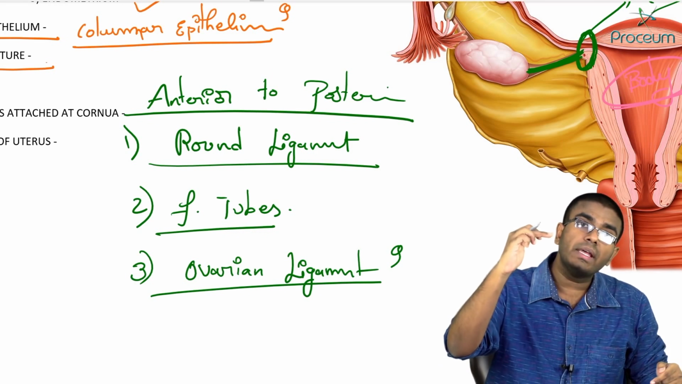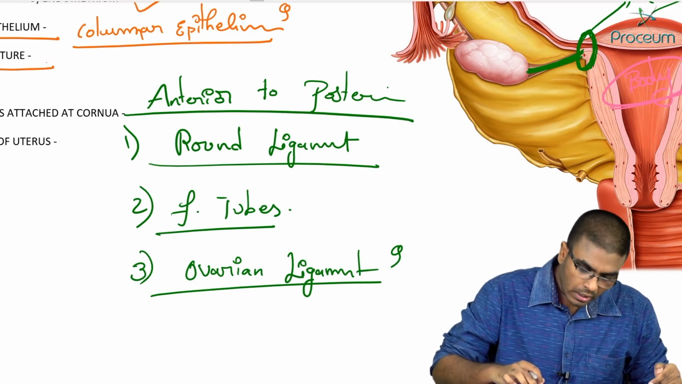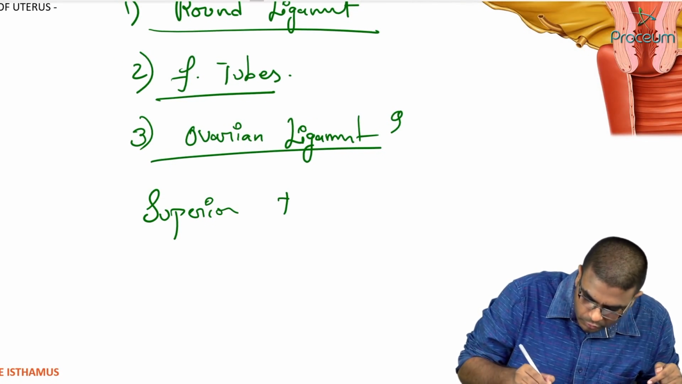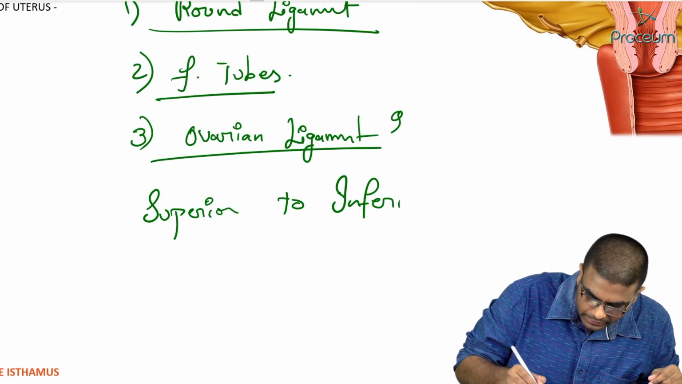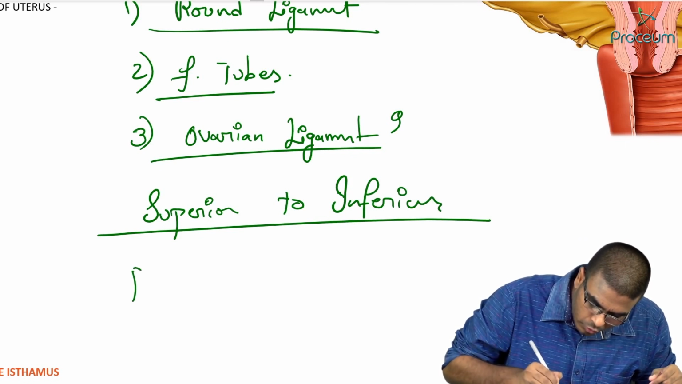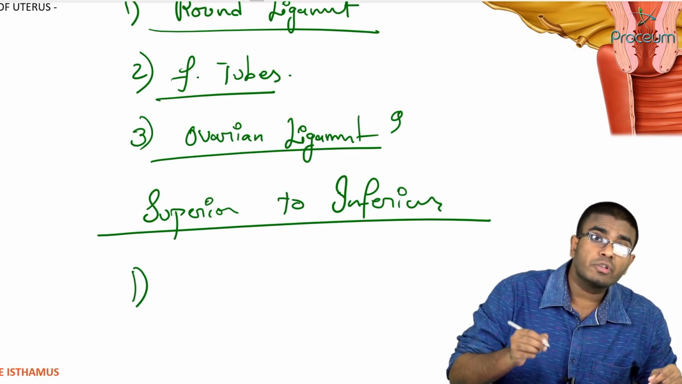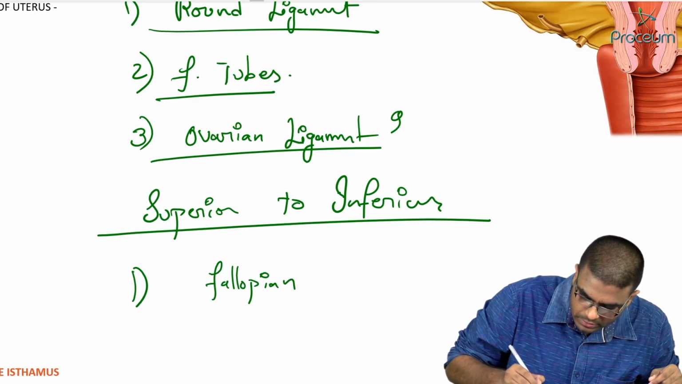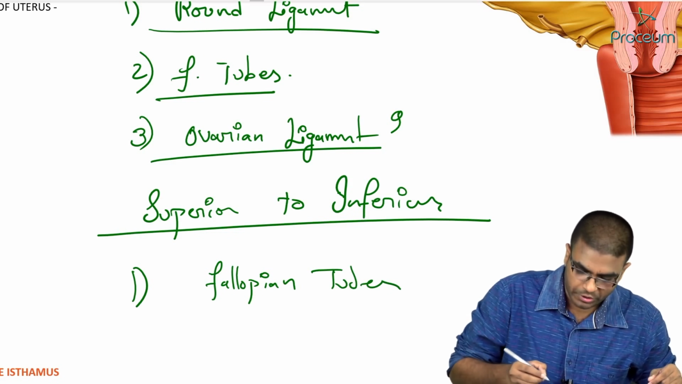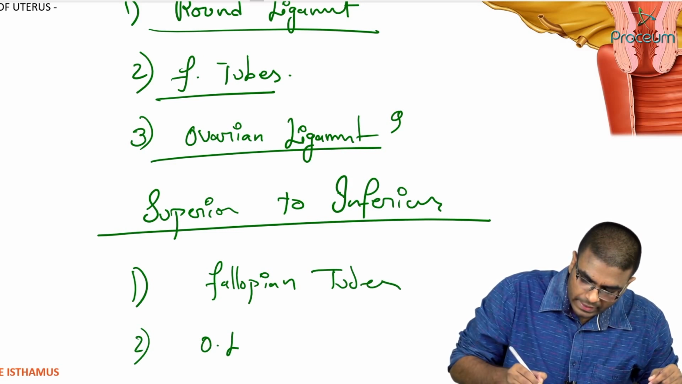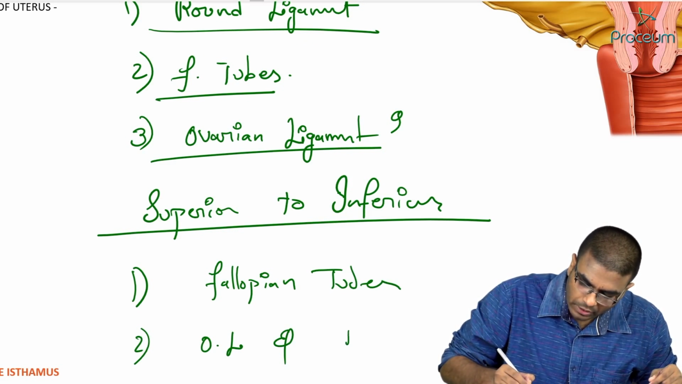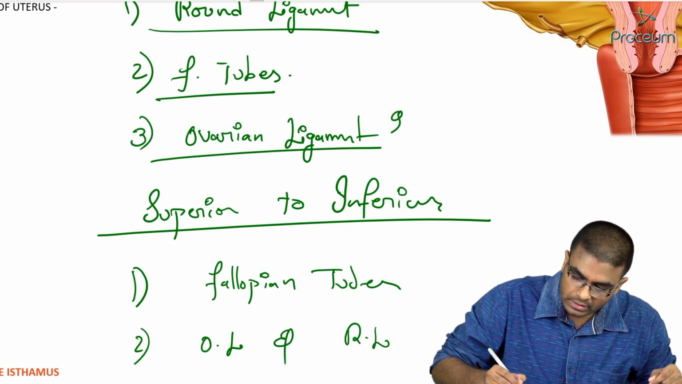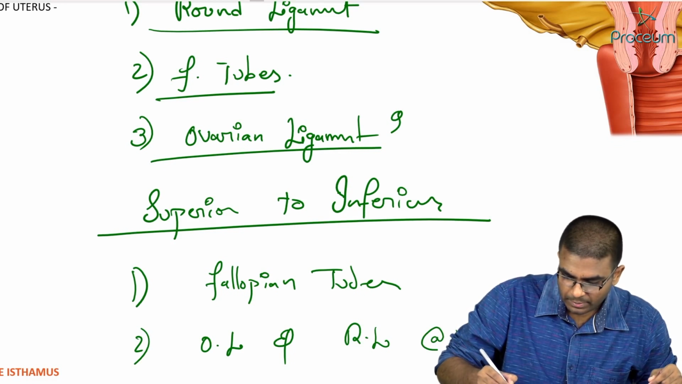Now from superior to inferior. The superior-most structure attached to the area of the cornua is the fallopian tubes. Fallopian tubes, ovarian ligament and round ligament are attached at the same level.